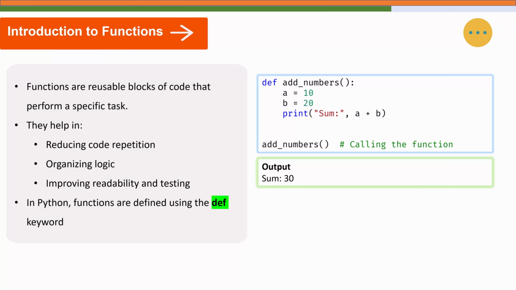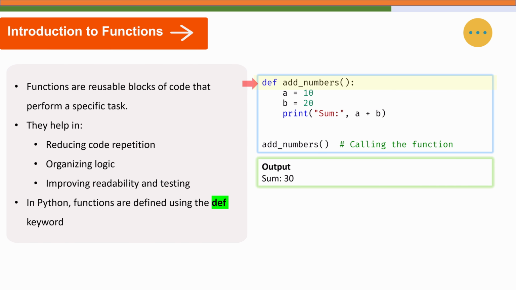Functions group related statements together and reuse them whenever needed. Instead of writing the same code multiple times, you define it once and call it whenever required. Python uses the keyword def, short for define, to define a function. Defining a function doesn't execute it immediately.